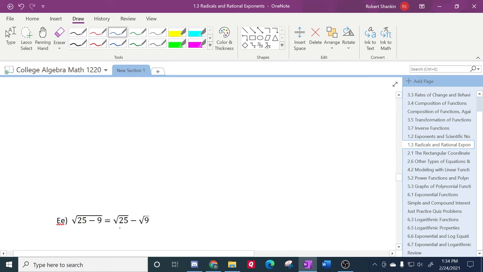Okay, so the right side is the easier one. 5 minus 3, and that's 2. On the left side, you have to do the subtraction first. That's 16. And the square root of 16 is 4. And 4 is not equal to 2. So this one is false.